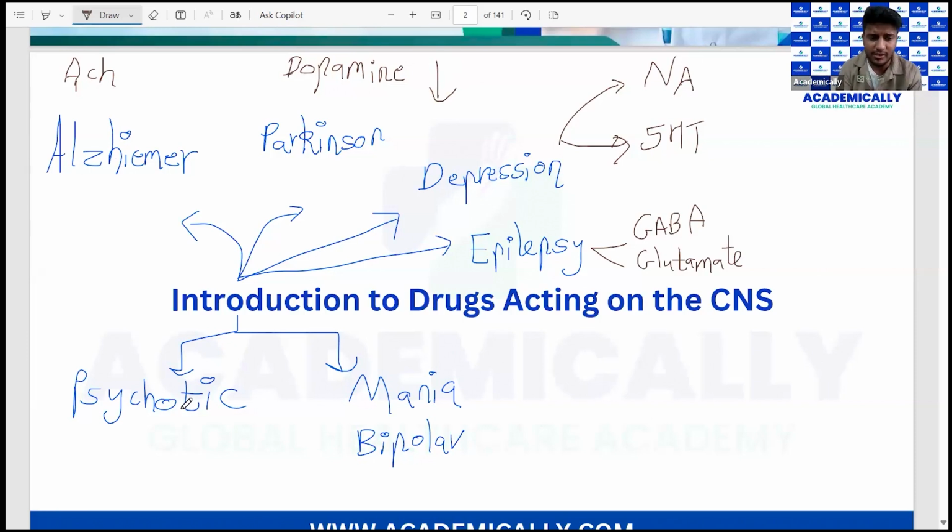And in psychosis, mostly the antipsychotic drugs target the dopamine receptors only, correct? So we have chlorpromazine, triflupromazine, haloperidol, risperidone, clozapine, a lot of drugs. And in bipolar and mania, mostly we give one agent called lithium. This is a very good mood balancing agent, lithium.